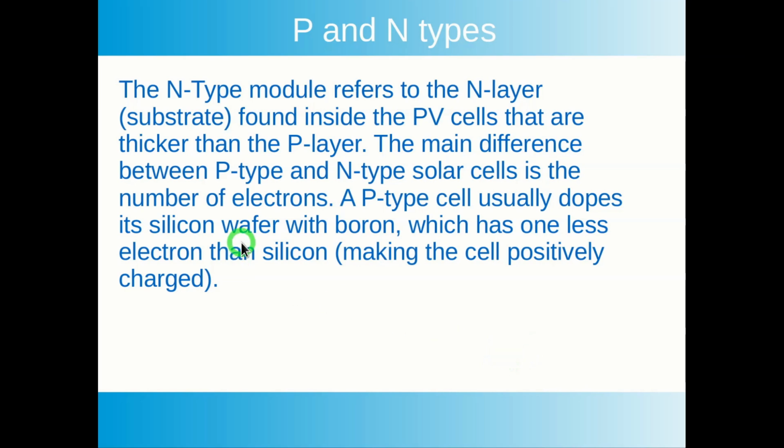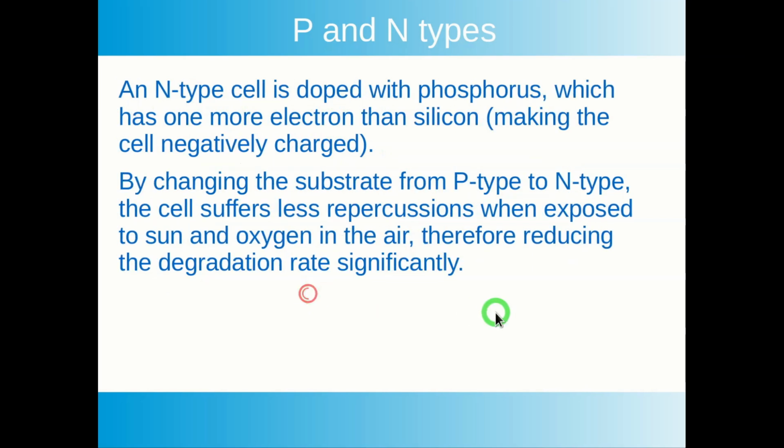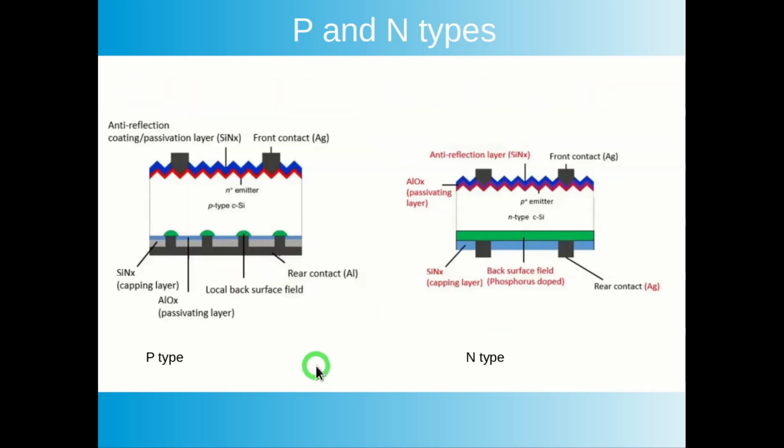The difference we mentioned is the N-type uses a doping to create a negative type substrate, and the P-type uses boron to create a positive charged substrate. This is a diagram of what the P-type and N-type layers look like.